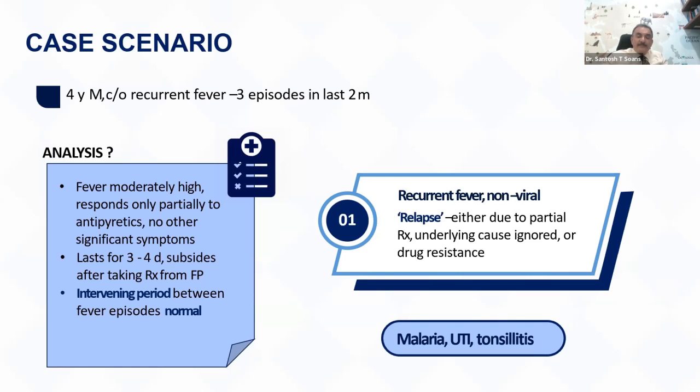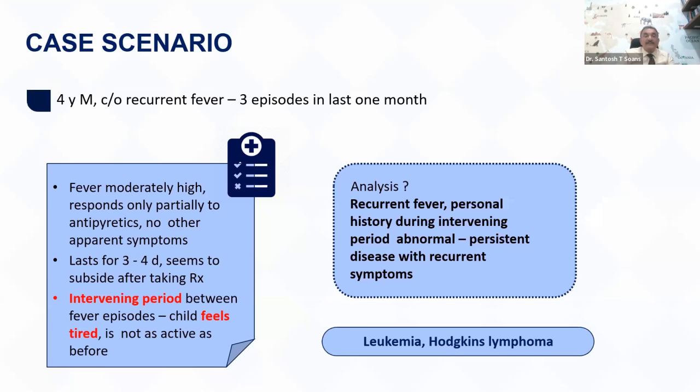Or recurrent non-viral relapse due to a partially treated underlying cause. Like sometimes what happens, you give an antibiotic for 5 days, but the patient just takes it for 2 days, and if the baby is fine, they say the baby is fine, stop the antibiotic. But after a few days again he comes. This can happen in malaria. Sometimes malaria which is treated with an incomplete course can have a recurrence. Typhoid can also relapse. These are the things that can happen.